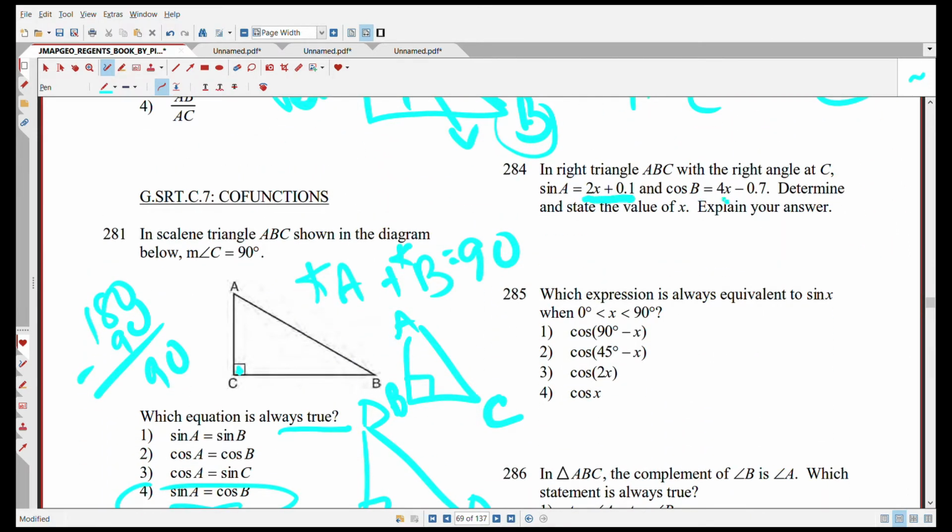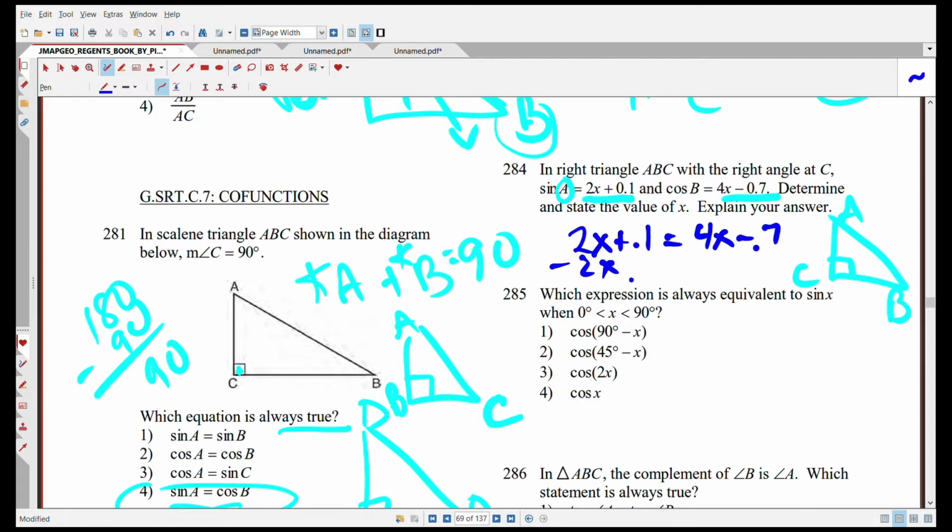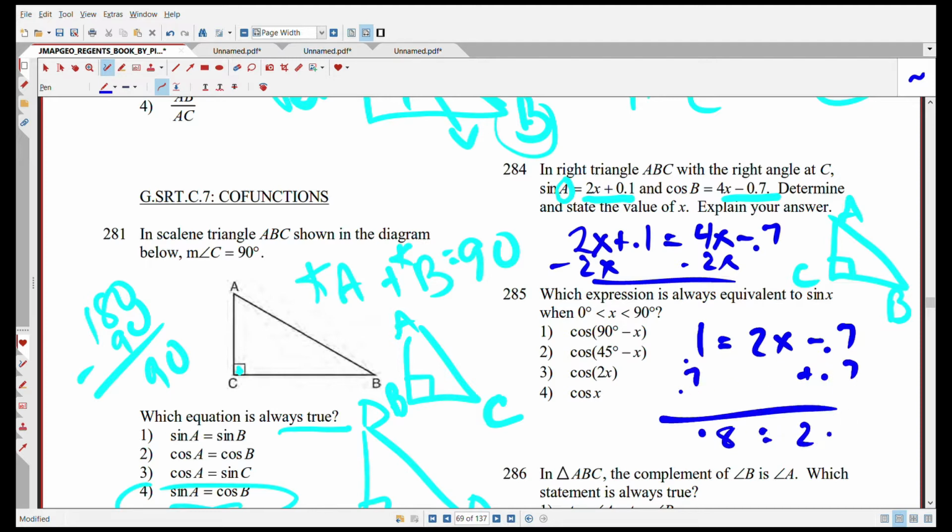Here, you're given the value, not the angle. See, you're given that it's a right triangle with right angle C, and we know angle A and B add up to 90, but they're saying the sine of angle A equals that value, and the cos of angle B equals that value. So I'm just going to set them equal to each other. I'm going to do minus 2x, and I'm going to get 0.1 equals 2x minus 0.7. I'm going to add the 0.7 and get 0.8 equals 2x.